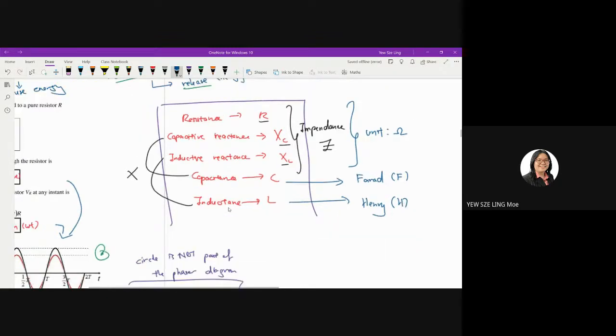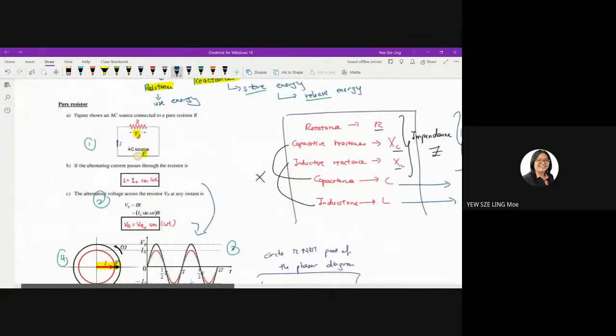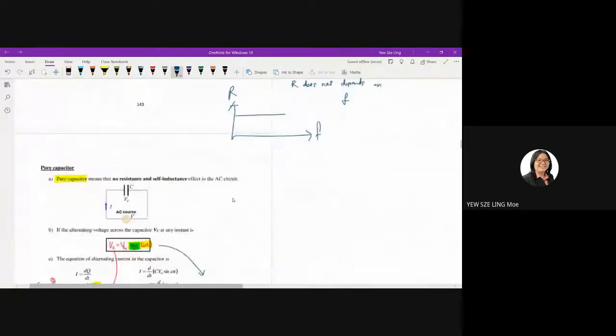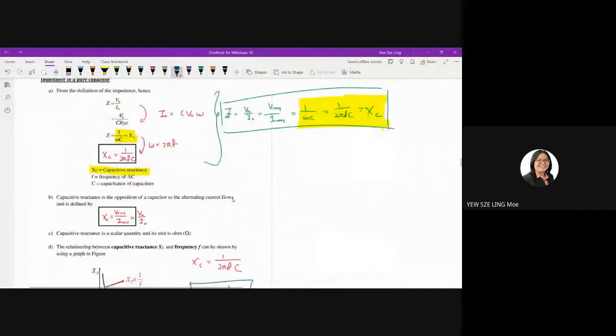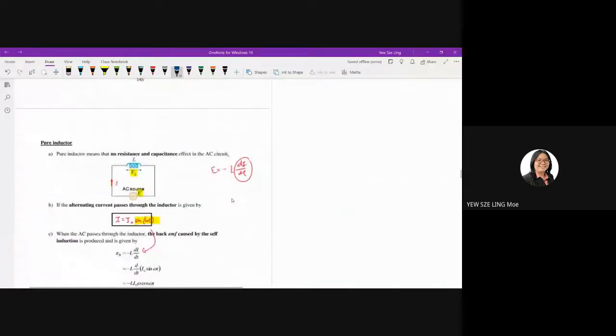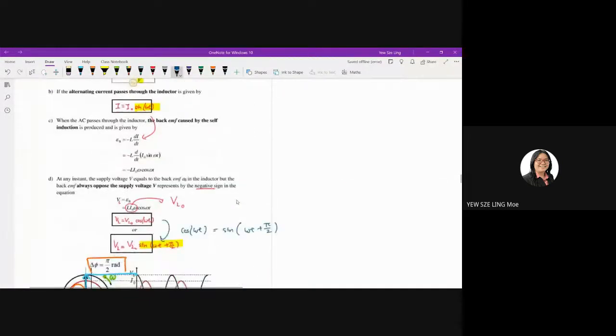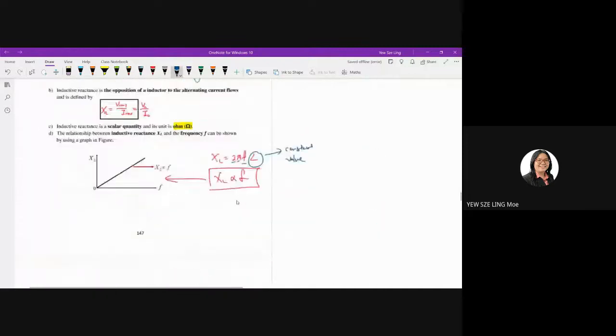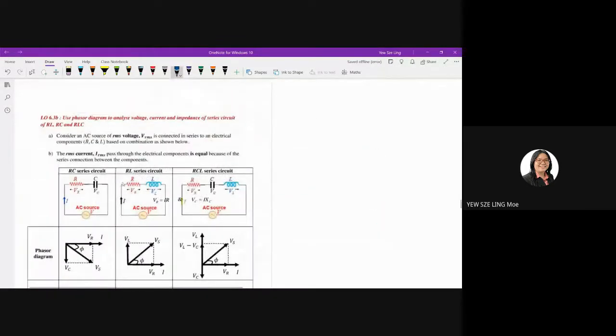Basically, we're done with the fundamental circuit. Now let's take a 5 minute break. We're going to continue again at 12:30. When we continue, we'll look at the combination circuit.